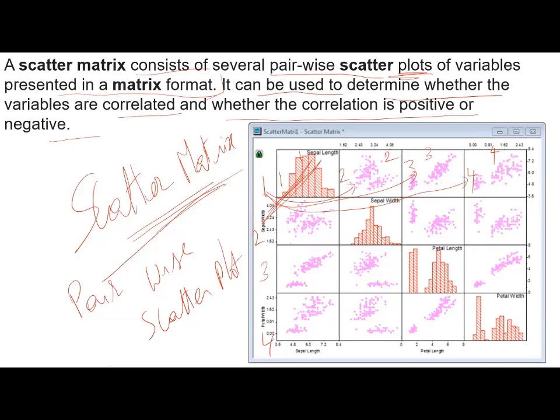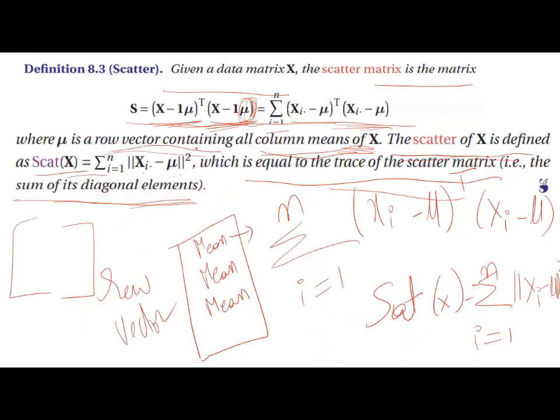Right, we are going to deal with distance clustering. In this part, we are going to discuss what is called a scatter matrix. A scatter matrix generally consists of several pairwise scatter plots of variables presented in a matrix form. Pairwise scatter plots, first pair, second pair, third pair, represented in a matrix form. That is called a scatter matrix. Let us see the formulas.